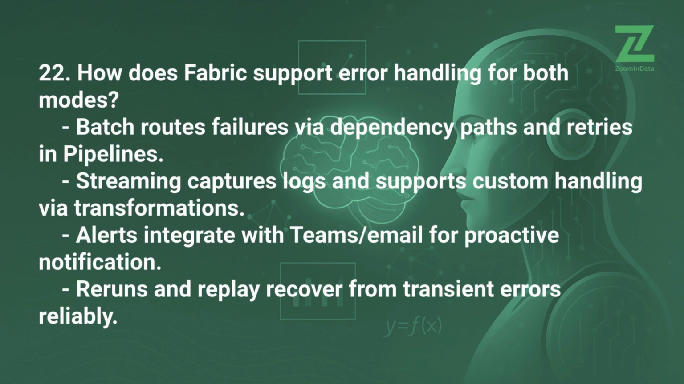22. How does Fabric support error handling for both modes? Batch routes failures via dependency paths and retries in pipelines. Streaming captures logs and supports custom handling via transformations. Alerts integrate with Teams, email for proactive notification. Reruns and replay recover from transient errors reliably.